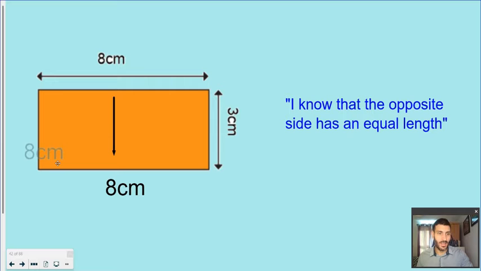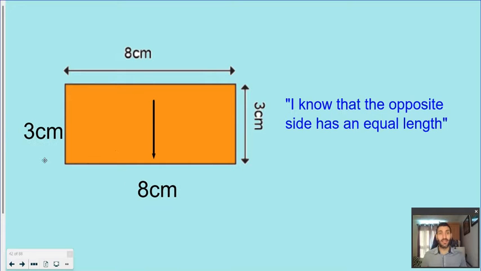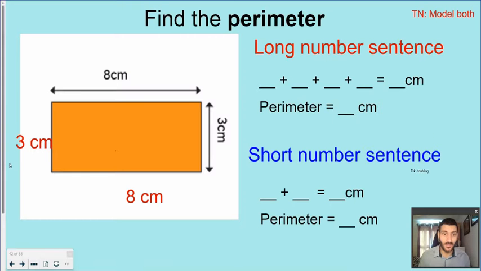So 8 centimeters, and 3 centimeters. This lesson, I'm going to really try to get their vocabulary solid and their ways of explaining themselves solid, because I want them to write this in their books, things like that in their books. Sorry, I've just realized I've not deleted some stuff. So year 4, we're going to find the perimeter, and we're going to use the long number sentence.